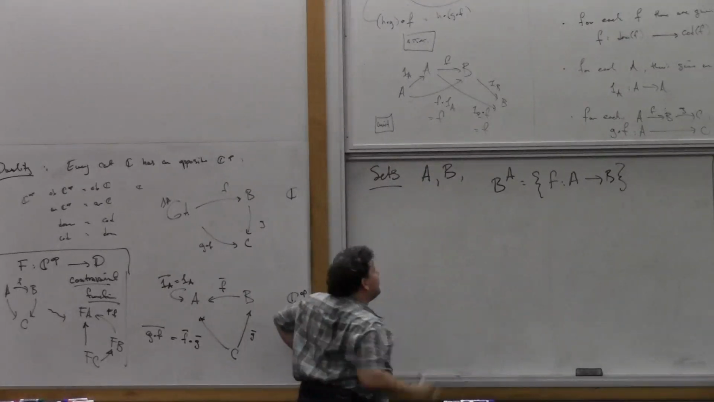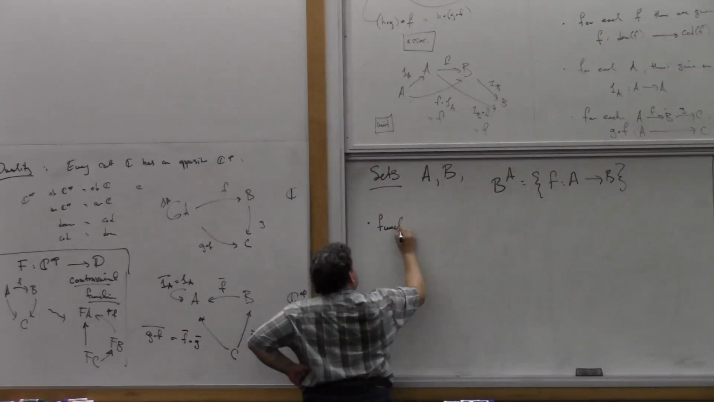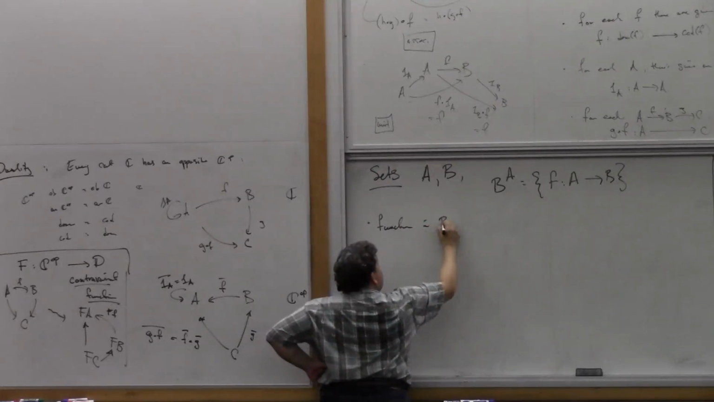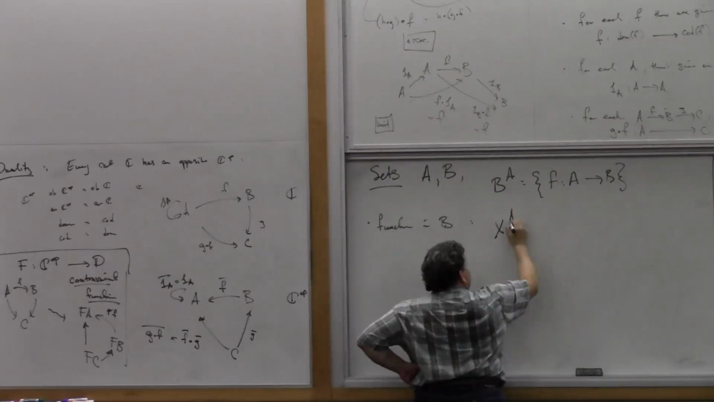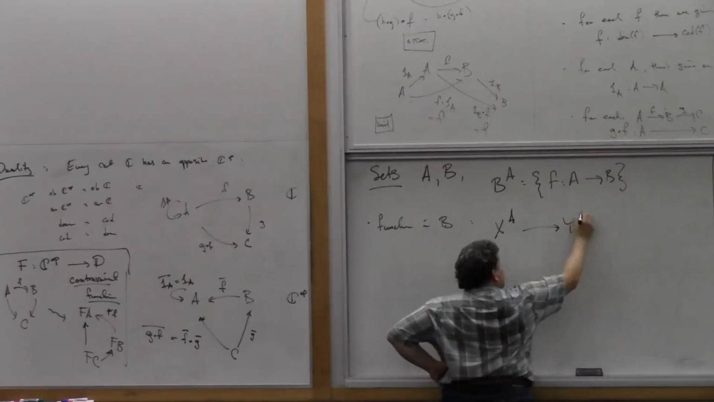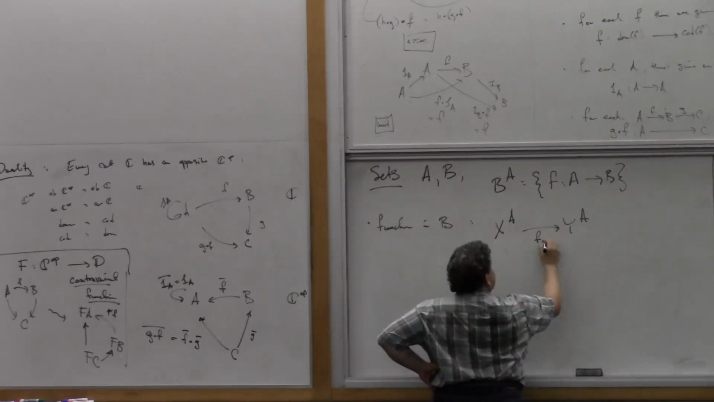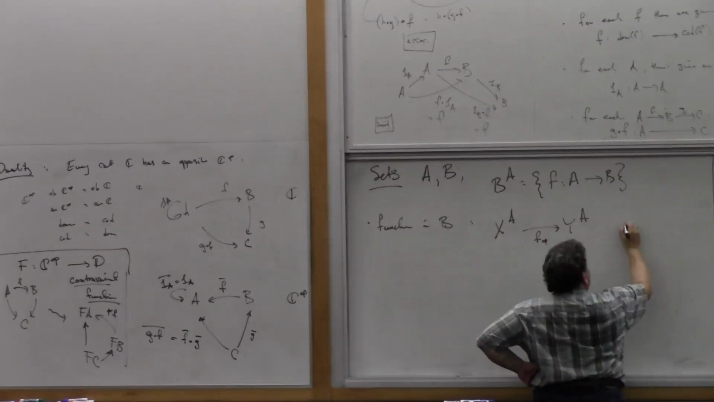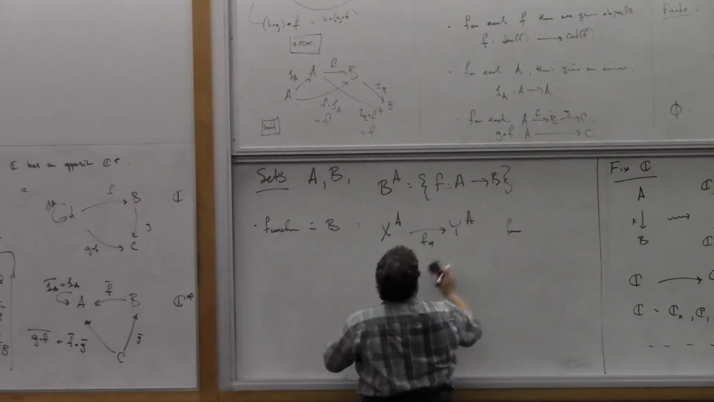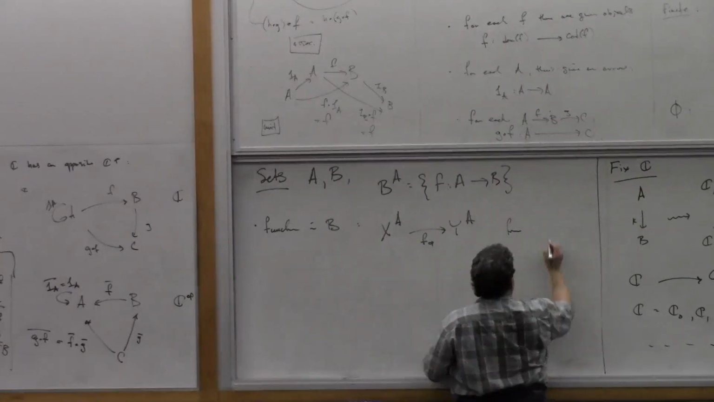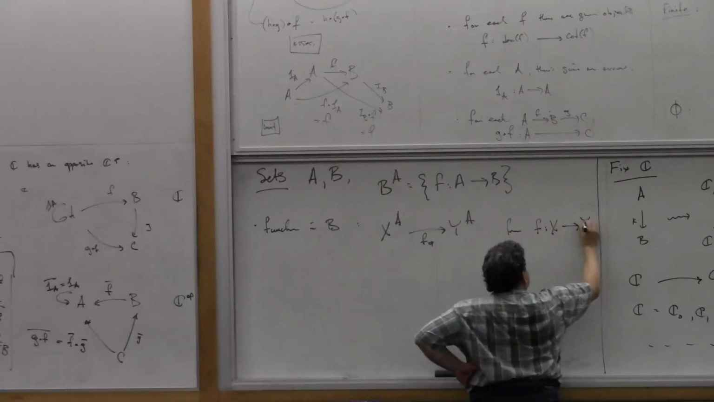And now let's observe that this is a functor. This is a functor in the argument B. That is, for fixed A, I get a functor like this, f lower star, from f from x to y.